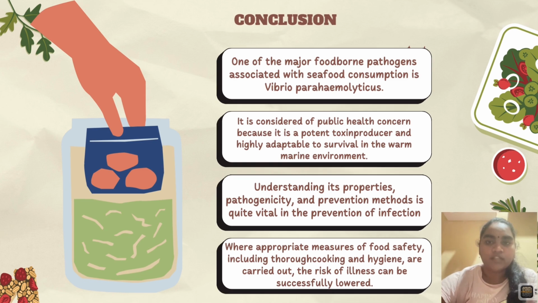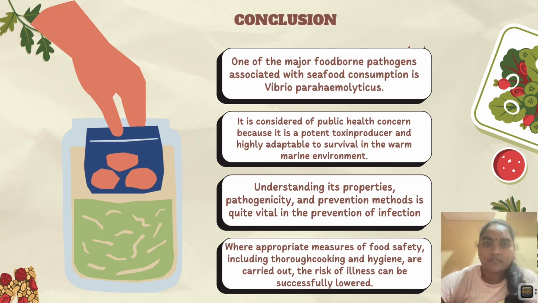In conclusion, one of the major foodborne pathogens associated with seafood consumption is Vibrio parahaemolyticus. This bacterium poses a significant public health concern due to its ability to produce protein toxins and its remarkable adaptability to survive in warm marine environments. Understanding the properties and pathogenicity of Vibrio parahaemolyticus as well as the methods to prevent its spread is essential in combating infection caused by this pathogen.